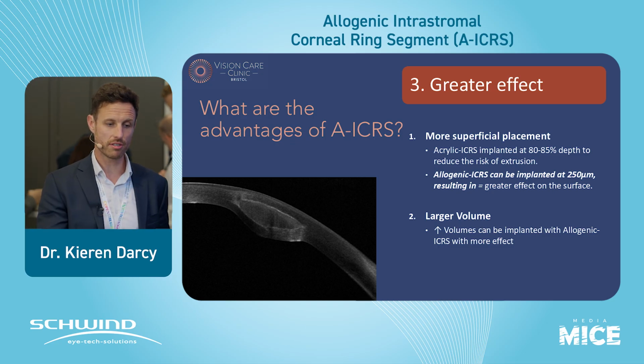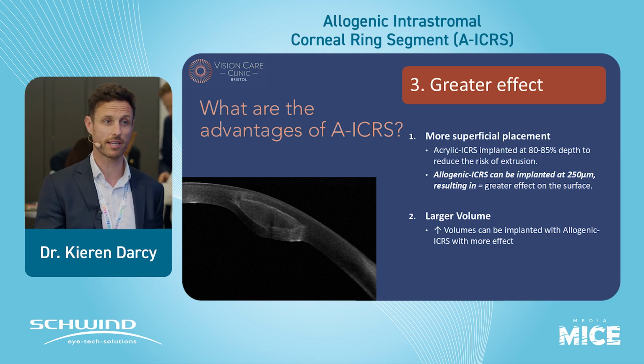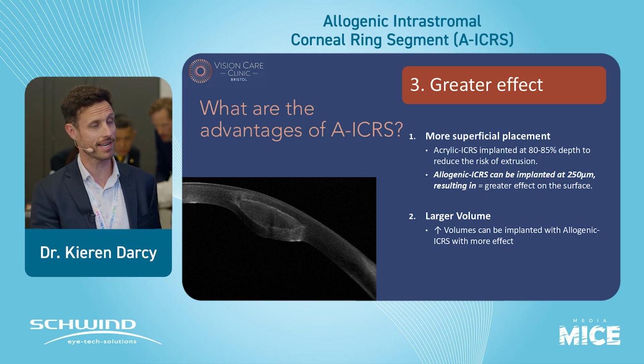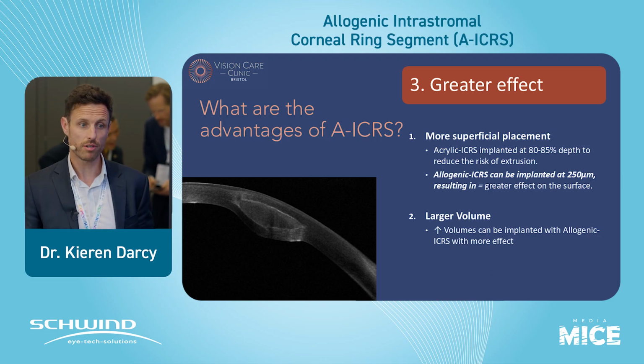One of the main restrictions, mainly because of the deeper placement that was required for acrylic rings, was that allogenic rings now can be placed more superficially, and so up to even 250 microns. We know that the anterior third of the cornea has more biomechanical strength, and actually the more superficial we place the implant, the greater the flattening effect centrally we have. And so with this tissue being more biocompatible, we can now start to lift the level that we're actually implanting it at. And we can also implant larger volumes.